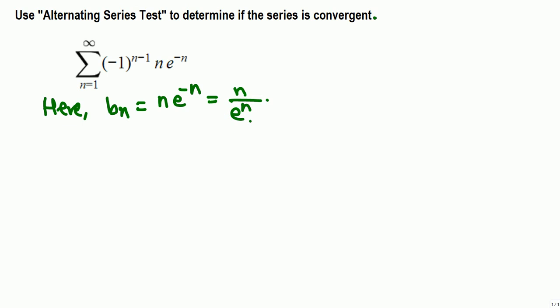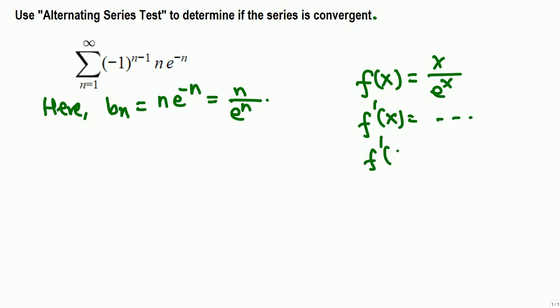We need to show b_n's are decreasing. For that, what we can do is use calculus 1. Convert this into a function f(x), just change n to x, so x over e^x. Find the derivative using the quotient rule and show that the derivative is negative for all x bigger than or equal to 1. If the derivative is negative, that means the function is decreasing for all x bigger than or equal to 1.